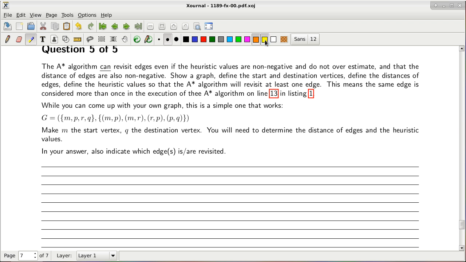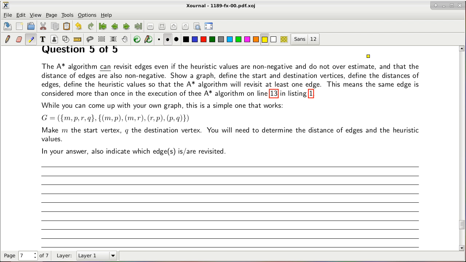And I'm going to change my highlighter. Okay, the A-star algorithm can revisit edges even if the heuristic values are non-negative and do not overestimate, and the distances of edges are also non-negative. So that means we are playing by all the rules that we have assumed when we work with the A-star algorithm, and yet we can still revisit not only vertices but edges.